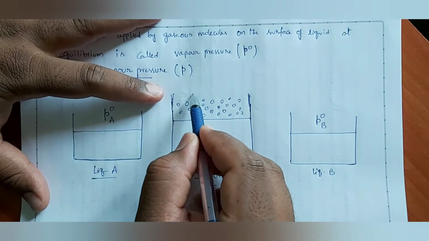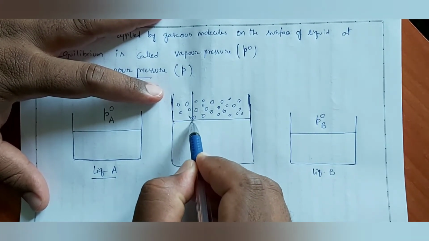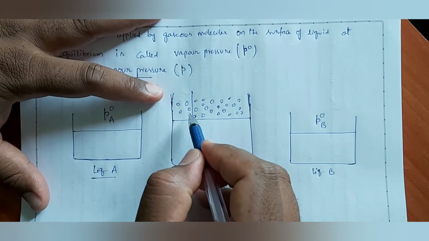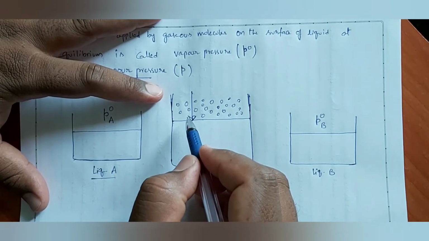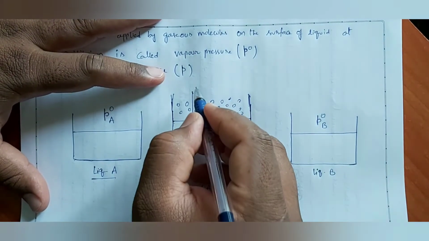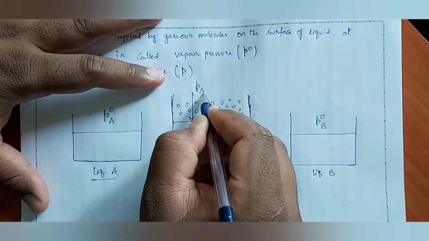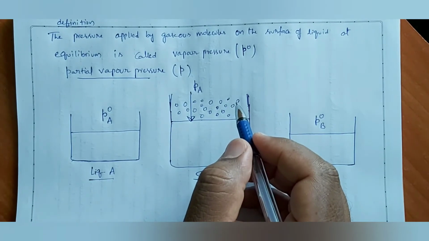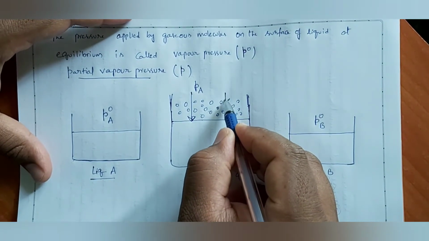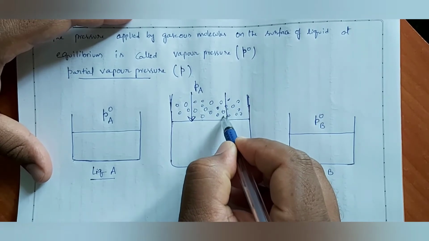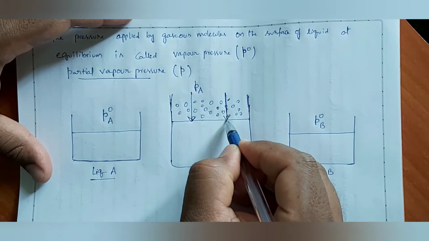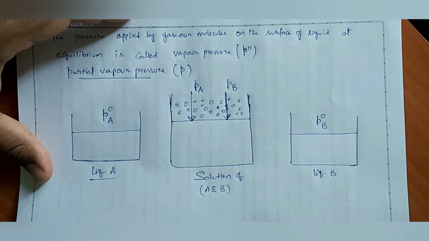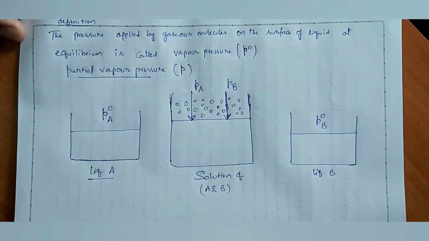Now particles of A are going to apply some pressure on the solution. That is called the partial vapor pressure of A. And next, particles of B are also going to apply some pressure on the solution. That is called the partial vapor pressure of B. Now I hope you understood.